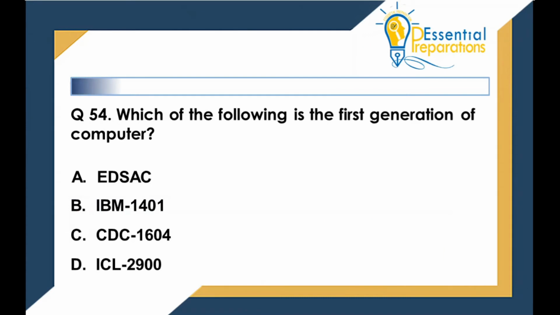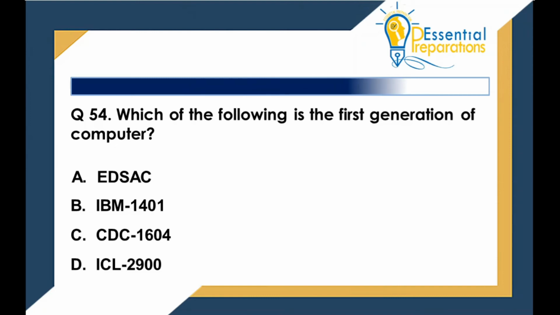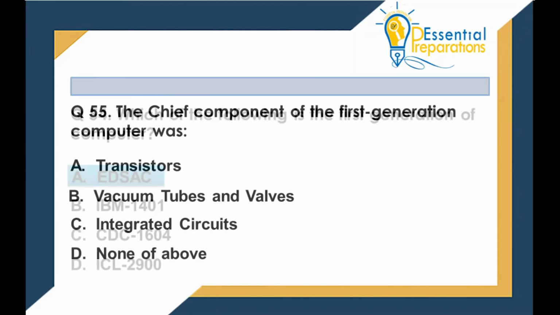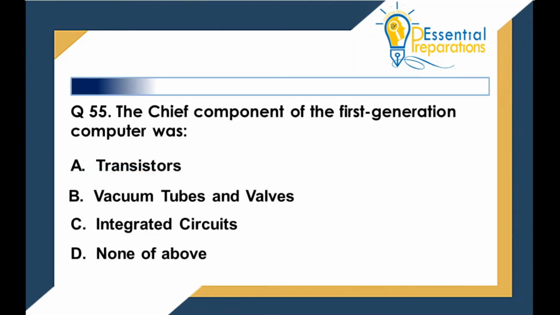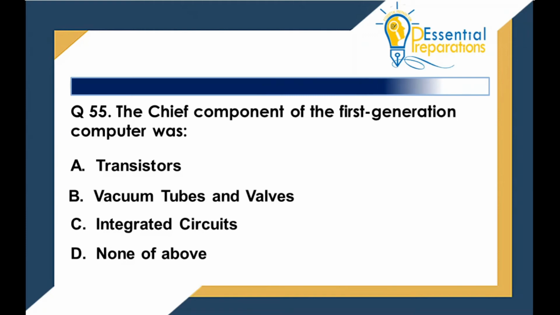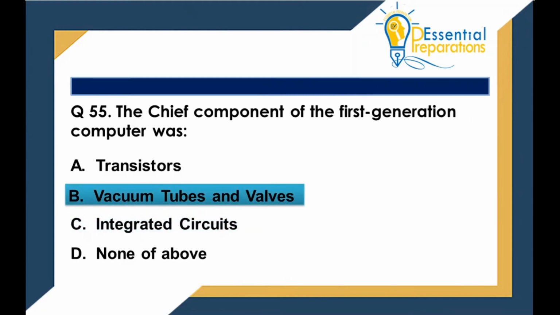Which of the following is the first generation of computers? A. EDSAC. The chief component of the first generation computer was B. Vacuum tubes and valves.